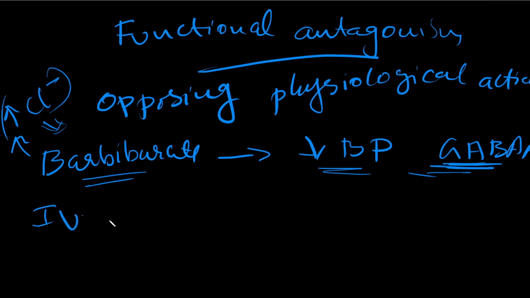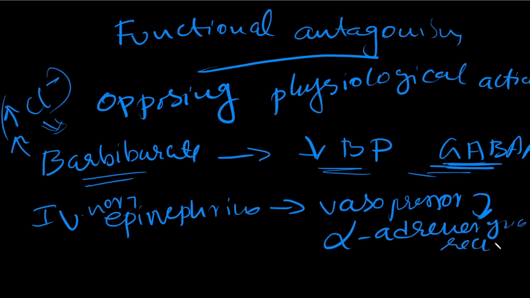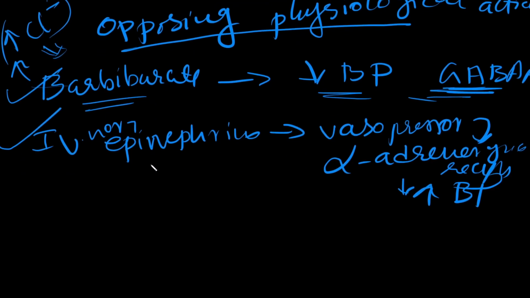whereas intravenous administration of epinephrine or norepinephrine would lead to vasopressor effects by acting on alpha adrenergic receptors, thereby increasing blood pressure. So these both have physiologically opposing effects. So during barbiturate poisoning or intoxication, giving intravenous norepinephrine will neutralize the vascular effect.